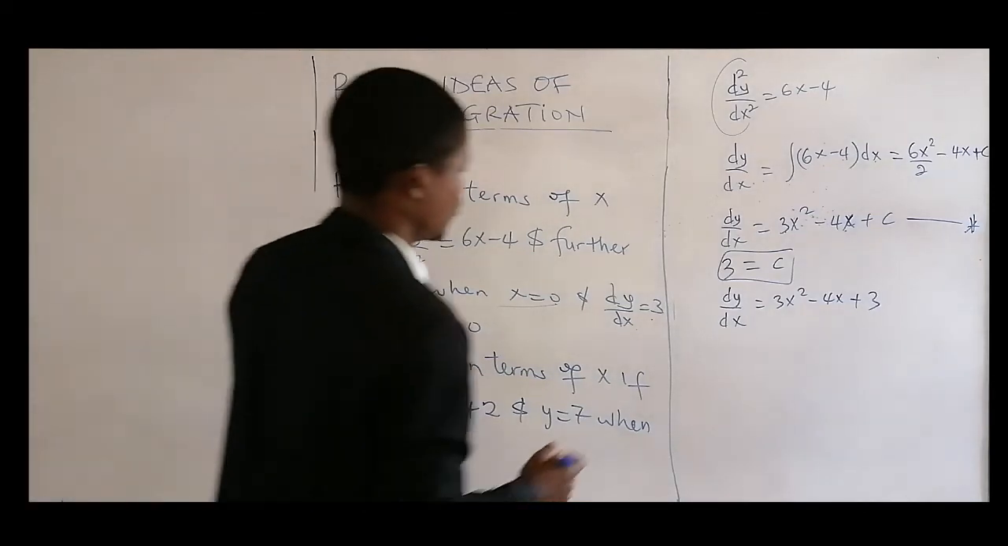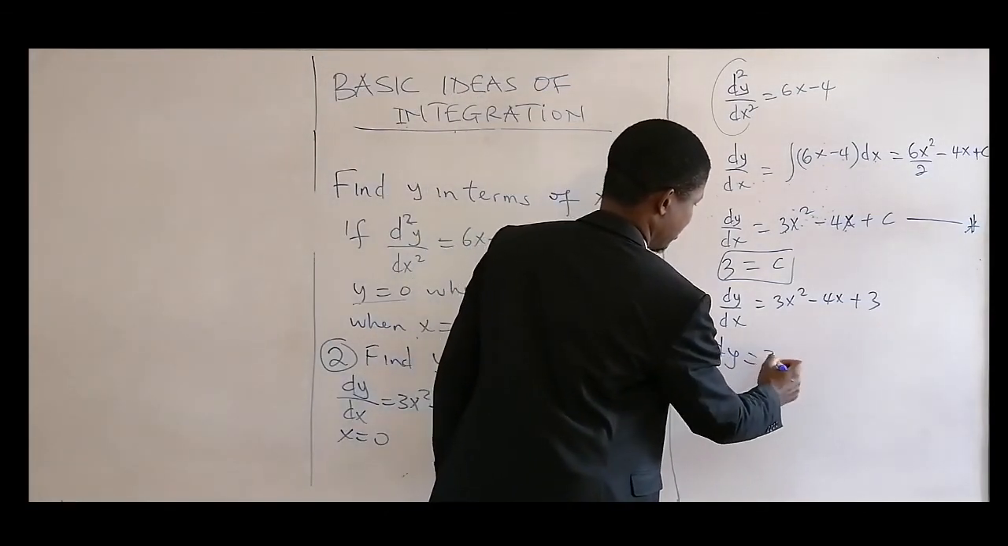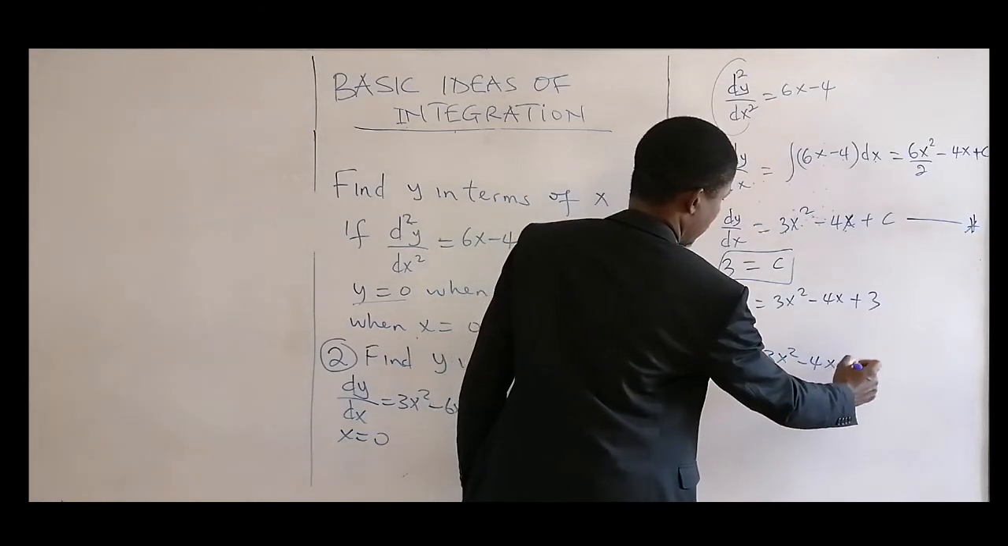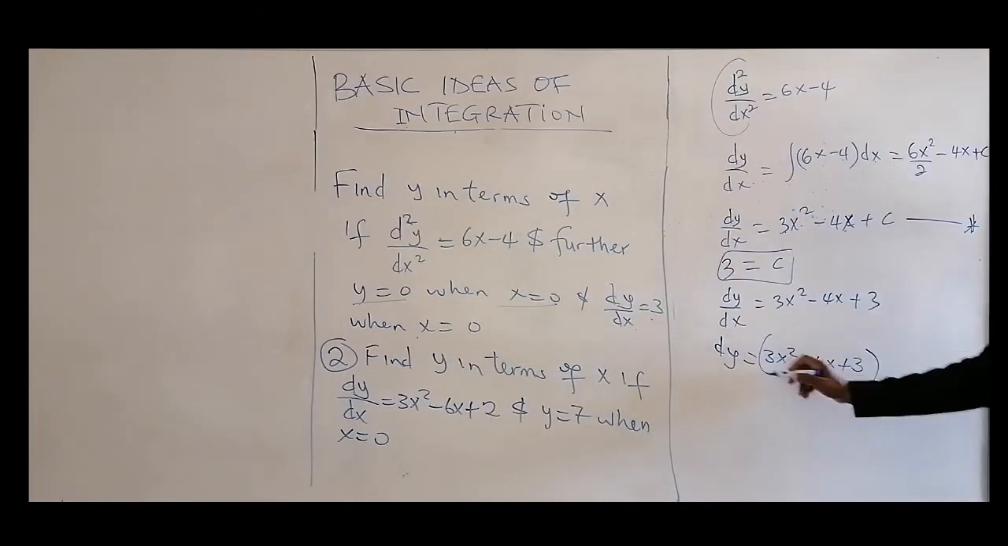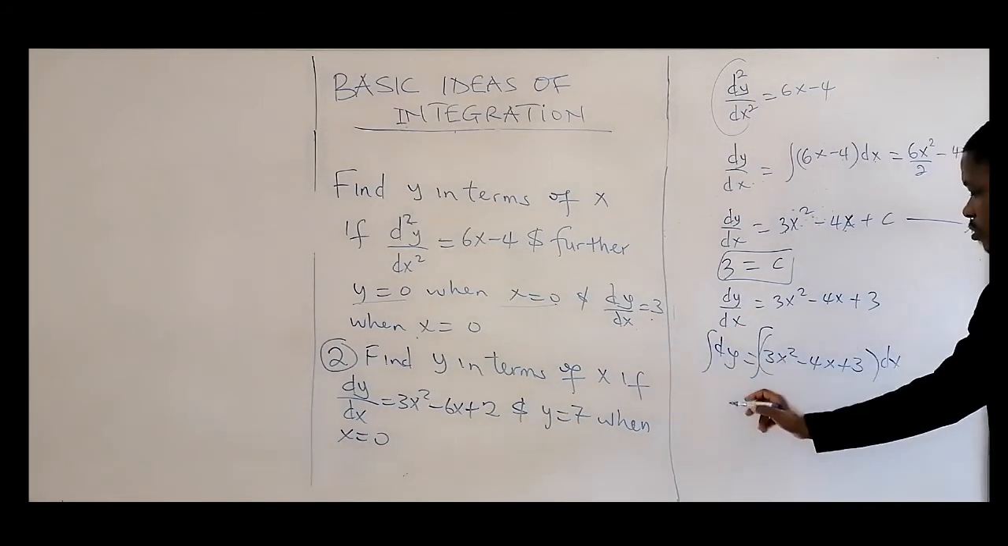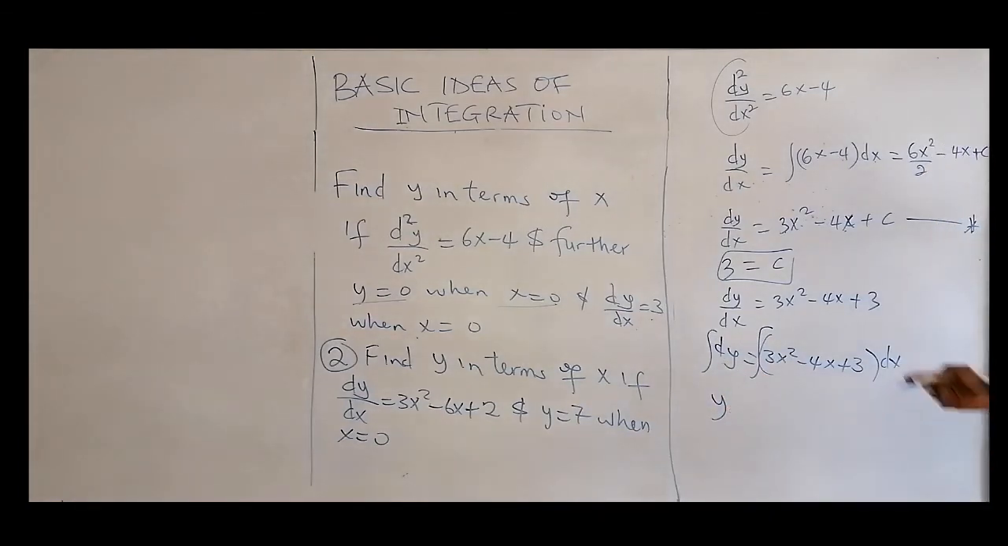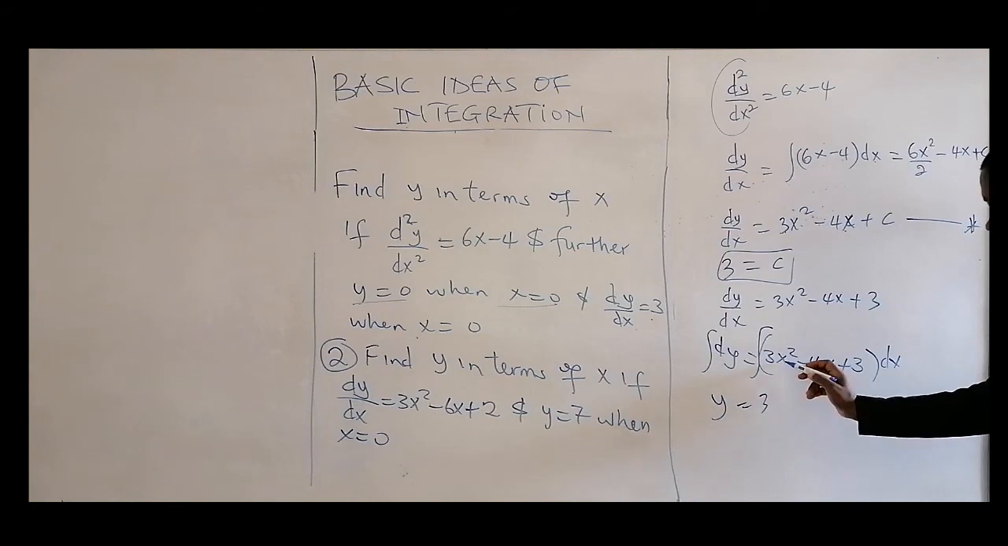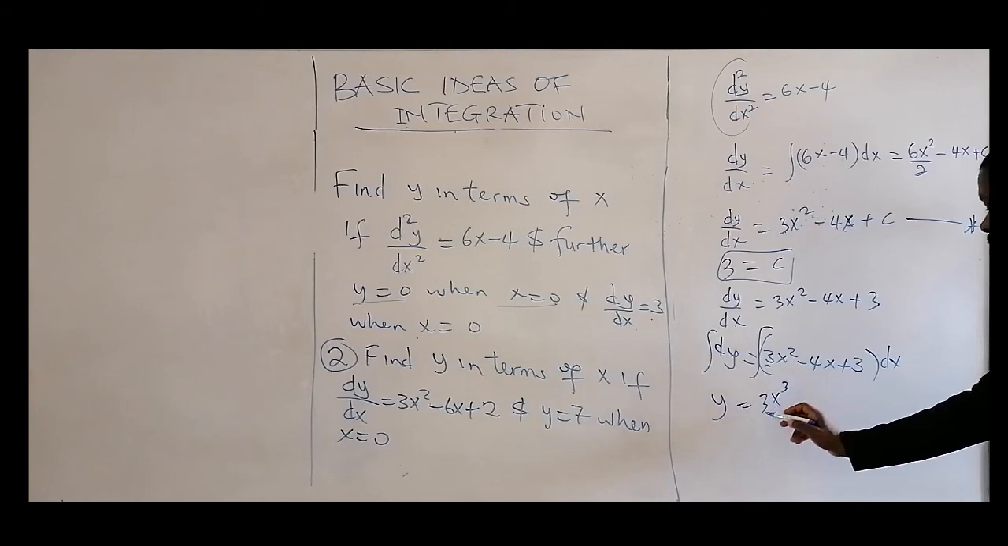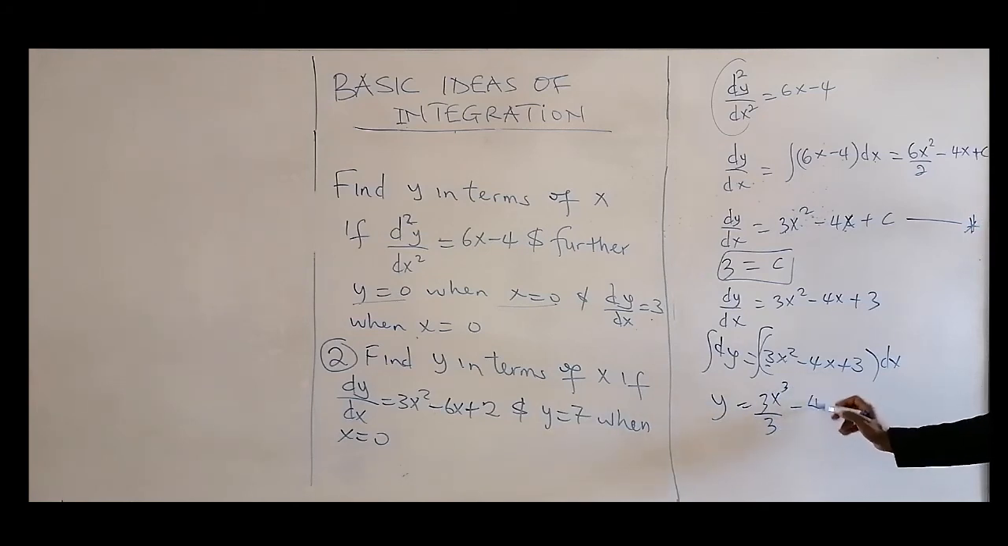So the next thing to do now is that dy will become 3x squared minus 4x plus 3, multiplied by dx. Then integrate both sides. So y equals what? The integral of dy is y. And then this one will now give us 3x, this is x to the power 2, plus the constant of integration. So 2 plus 1 is power 3 over 3, minus 4, this is power 1 plus 1, that's 2 over 2. And this will be 3 dx, that's 3x plus, let's use another constant of integration, let's use d.